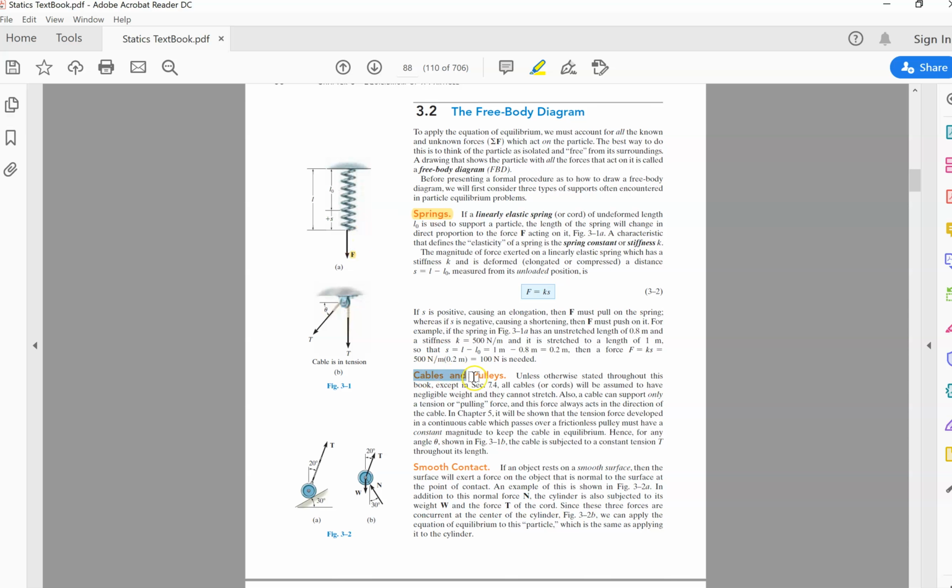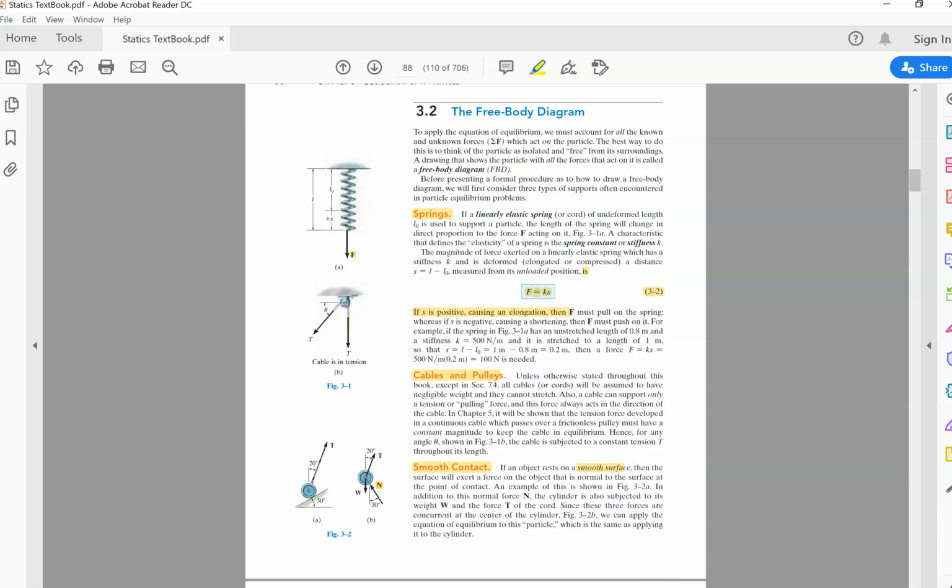Next would be cables and pulleys. Can you see T and T along the length of the cable itself. And then we have the smooth contact. If you have smooth contact, you have N. Do not forget N is the normal force, and T exists in this diagram. Weight is always pointing downward. That is for the smooth contact. So that's how you draw your free body diagram.